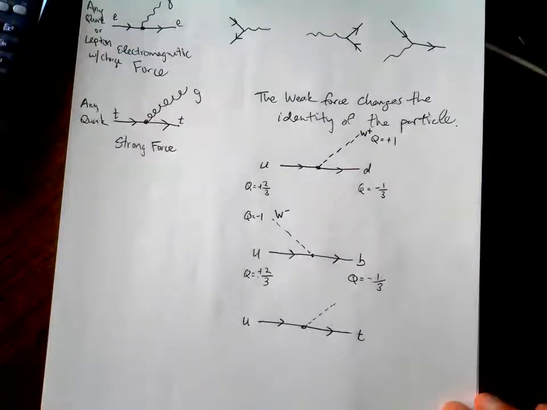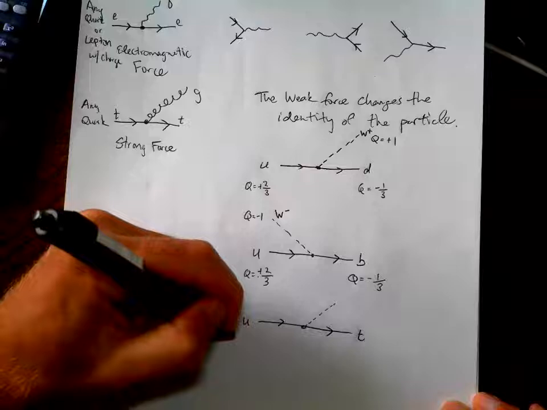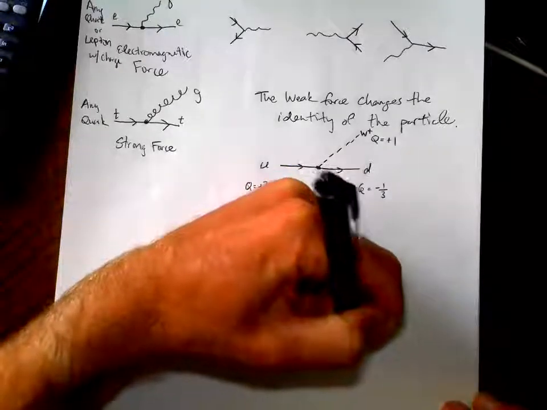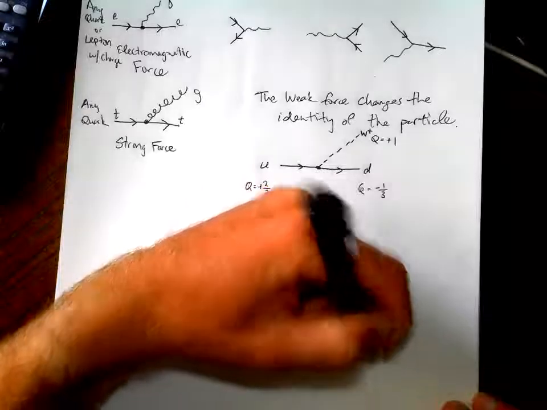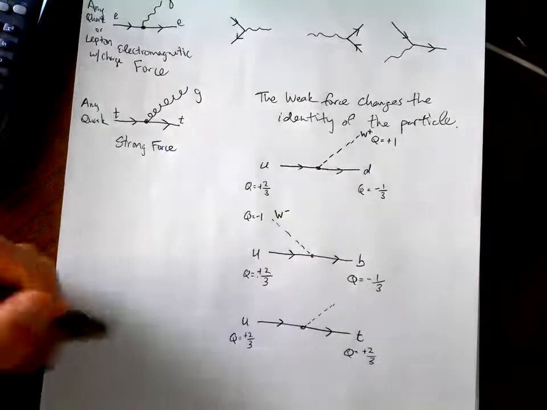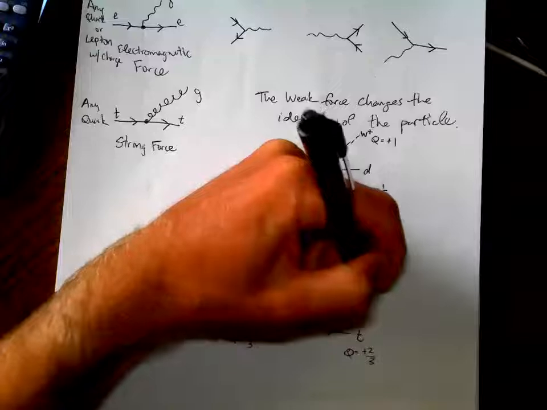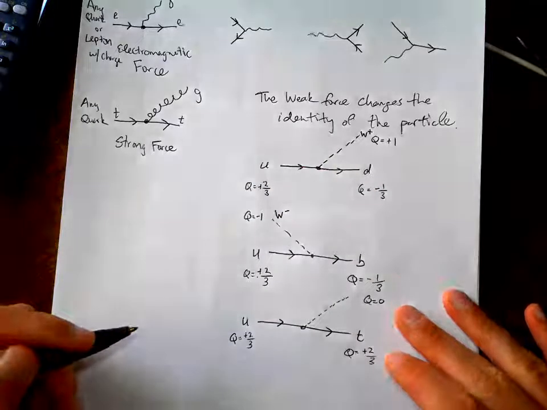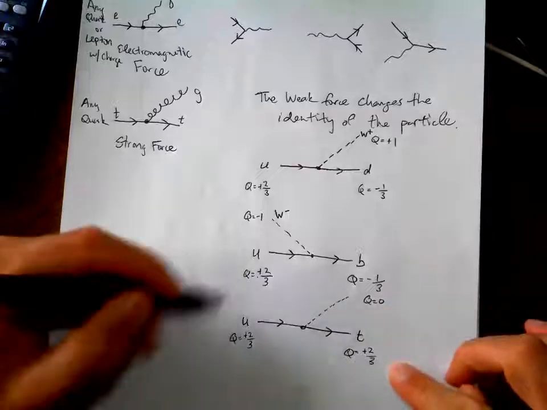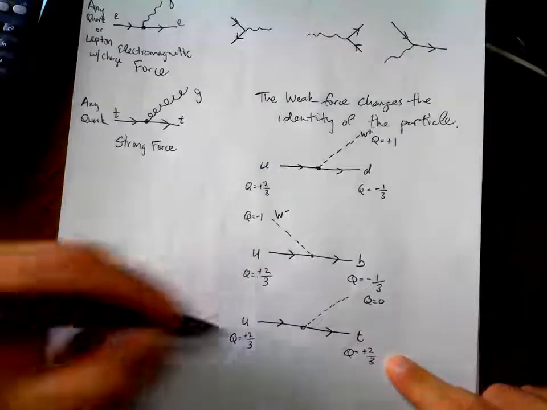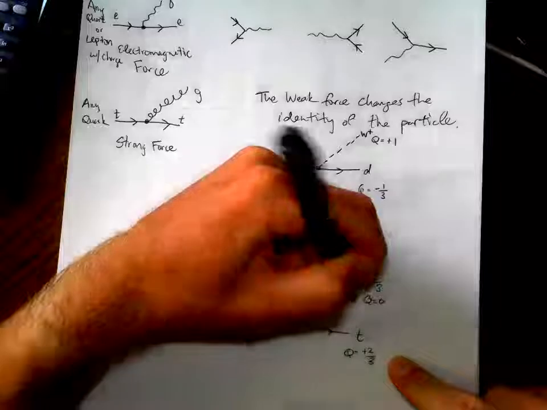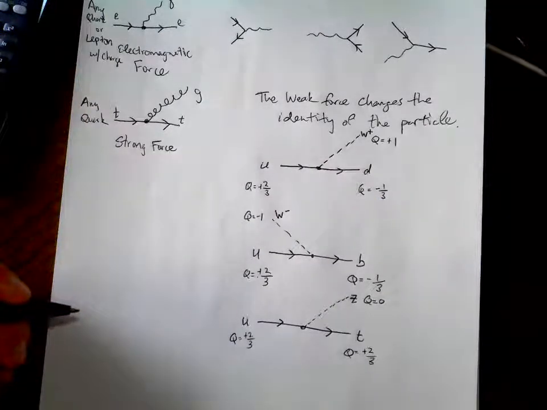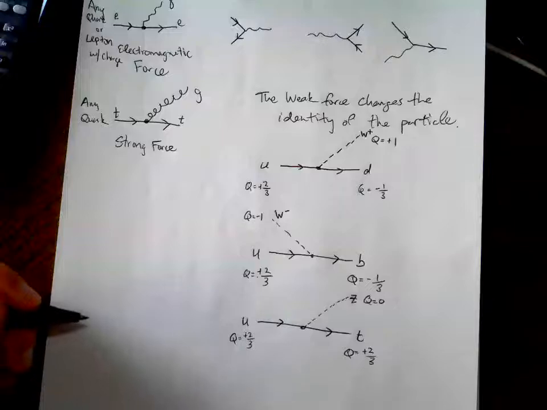If the up quark transforms into a top quark, well, the up quark has a charge of plus 2/3. The top quark has a charge of plus 2/3. Okay, so this thing better have a charge of 0. If it didn't have a charge of 0, then we wouldn't have 2/3 in the past and 2/3 in the future. So this had better be the Z boson, because the Z boson is the one with a charge of 0.